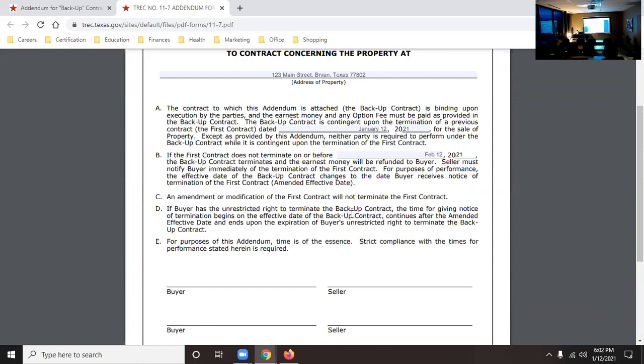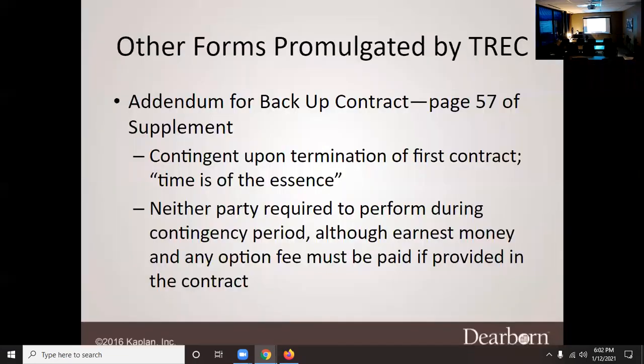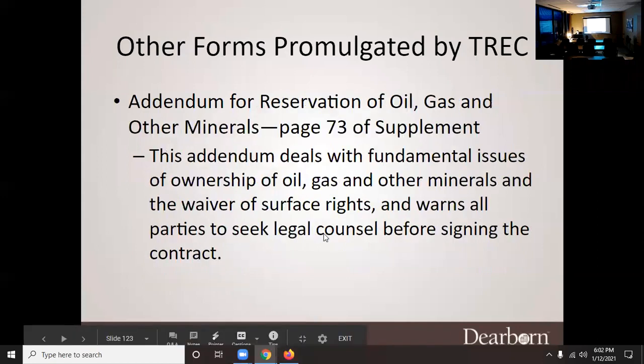Again, an amendment or modification of the first contract will not terminate the first contract. So just because I do an amendment does not ultimately terminate the contract. Again, it is in strict compliance with all times and performances that everything is followed by key. That's where you get your time is of the essence. Okay? Again, good form, not something that I recommend. Okay? Not by any means, unless it is a particular situation. Like I said, that'd be something that me and you would sit down and talk about with your clients.